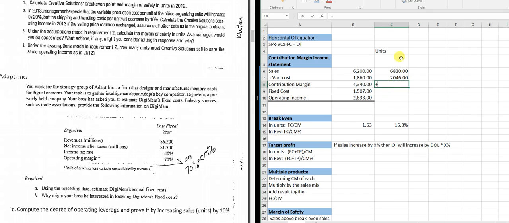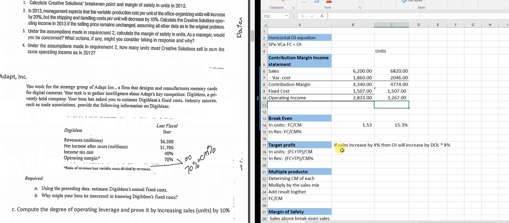And so my contribution margin, the fixed costs are fixed, so fixed costs will stay the same. And my new operating income is 3267.